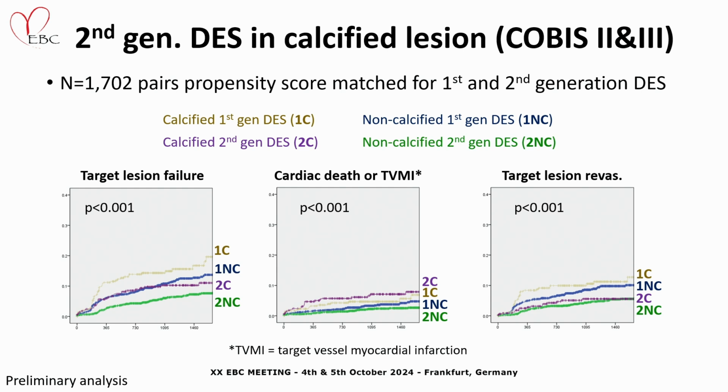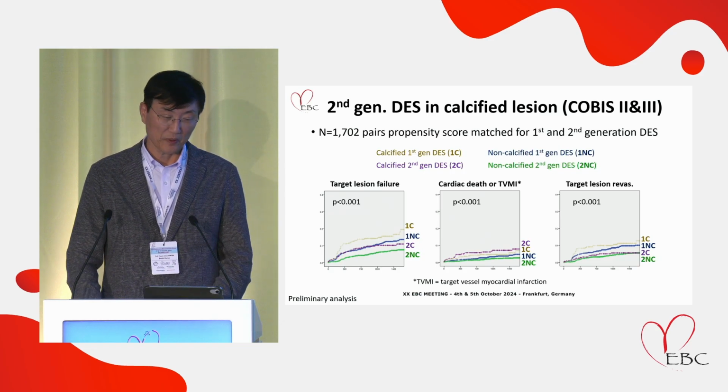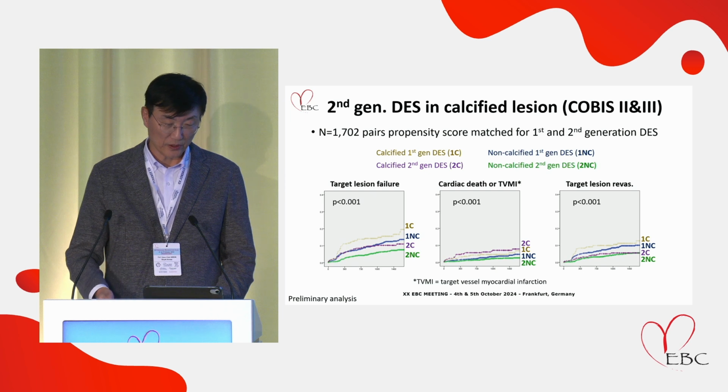In the target lesion failure, we have first generation calcified, first generation non-calcified, second generation calcified, and second generation non-calcified. You can see second generation DES is working better than first generation DES, but still calcification is a problem even in this second generation DES era.